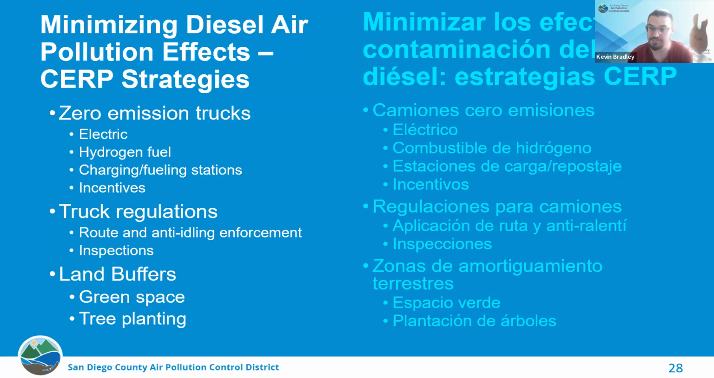Also adding regulations around trucks. So whether it's a trucking route, keeping trucks away from vulnerable populations, so sending routes away from things like schools, daycares, senior centers, places where children and the elderly may congregate. And also enforcing the anti-idling rules that we have in place. So just making sure that diesel trucks aren't just sitting in one place idling. That tends to really drive up pollution in the near location to that truck. And in addition to that, inspecting vehicles to make sure that they're operating correctly and not putting out more pollution than they're supposed to be doing.